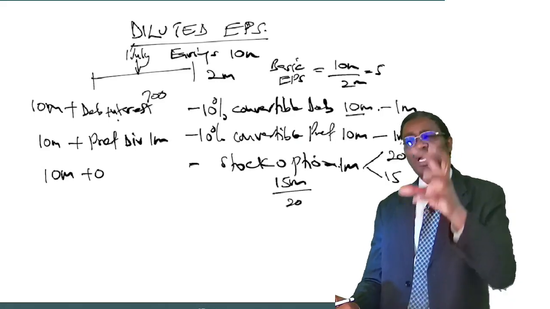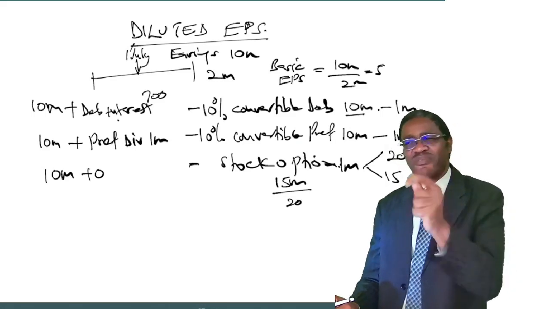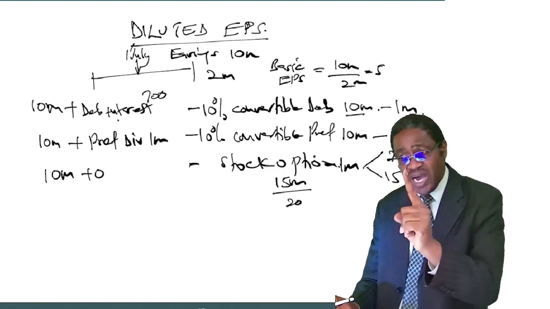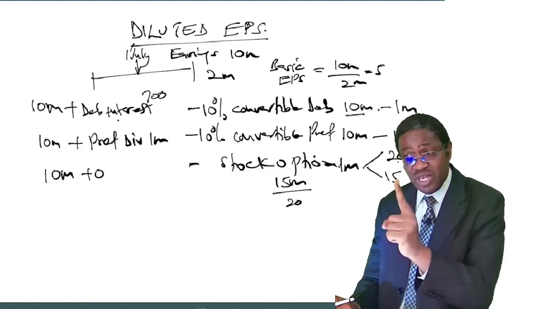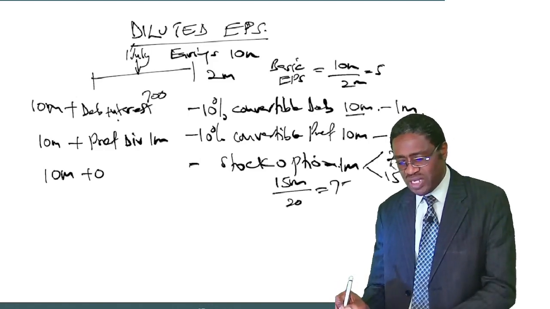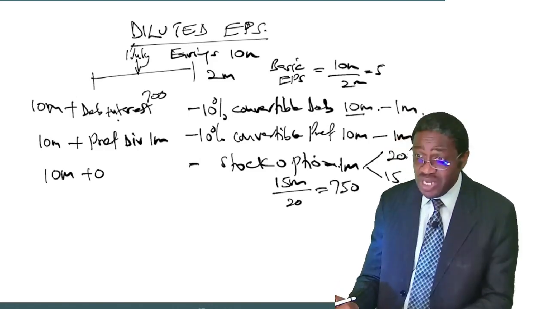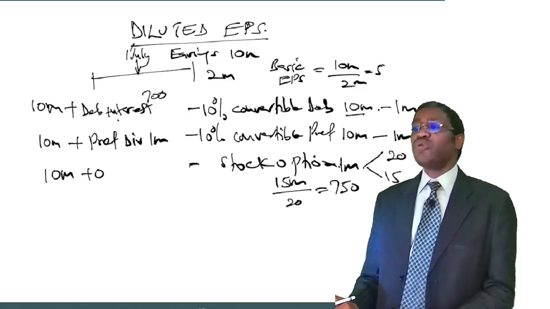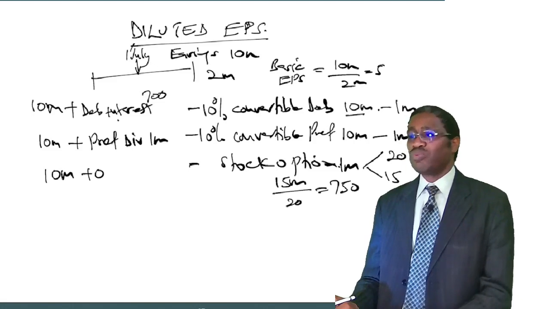So their 15 million is not enough to buy 1 million shares. It would be enough to buy only how many? 750,000, which is 15 million divided by the market price, which is 20. So their 15 million would be enough to buy 750,000 shares.